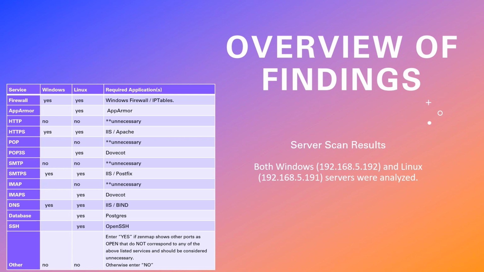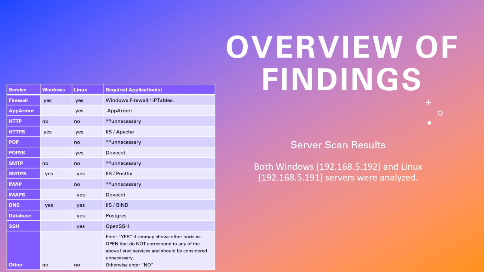Now, as you can see with our firewall, it was up on both Windows and Linux. It was perfectly active, and that's for the firewall and iptables. For AppArmor, Windows was not applicable, but for Linux, it was up and hardened per instructions. For HTTP, Windows and Linux were not necessary and did not come up.